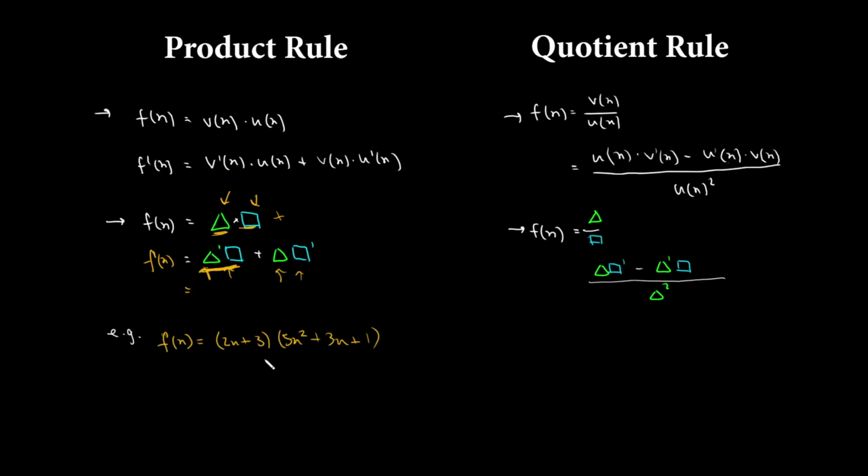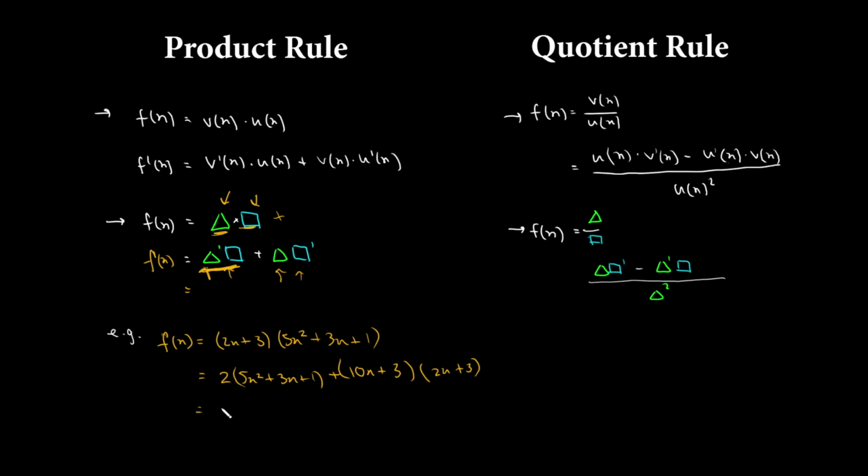So let's say you have a function like this. Your first response might be to expand everything and then derive everything separately under the addition rule. But using the product rule it's going to be much more simple. So first thing, what do we do? We derive the first one, which gives us 2, multiplied by just copy down the second function. Plus, we derive the second function, which is 10x plus 3, multiplied by just copy down the first function. And then that's basically it.